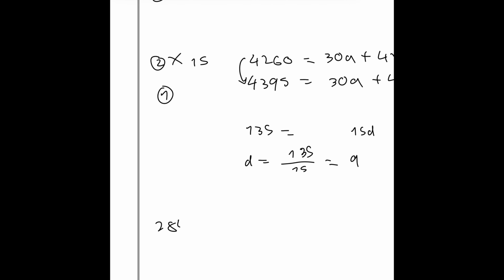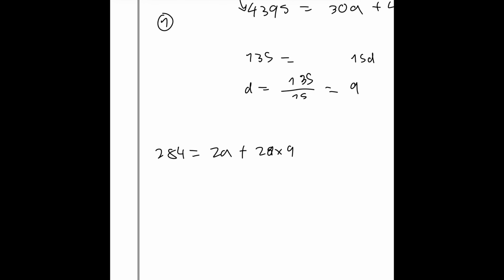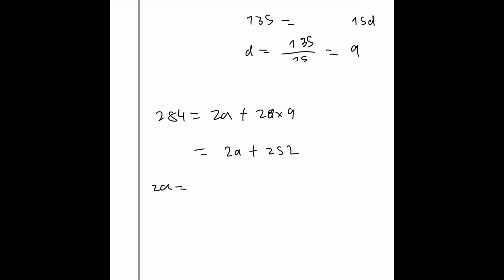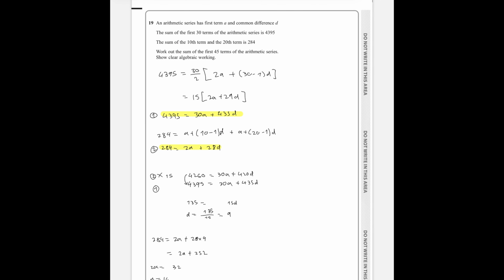Okay. Now, if d is 9, we just plug it back into equation 2 because it's much simpler. 284 equals 2a plus 28 times 9, which equals 2a plus 252. Now 2a is going to be equal to 284 minus that, which is 32, and that means a is 16. Let's write that here. a equals 16, d equals 9.